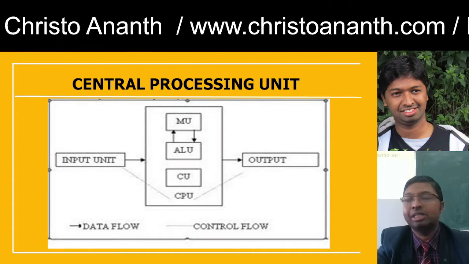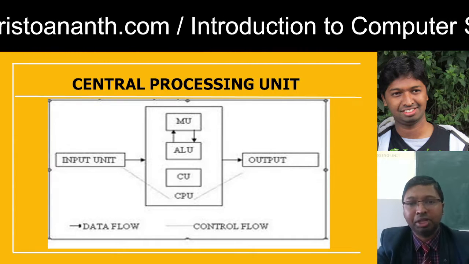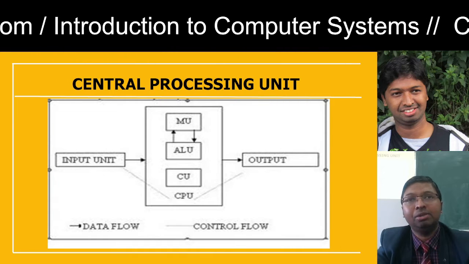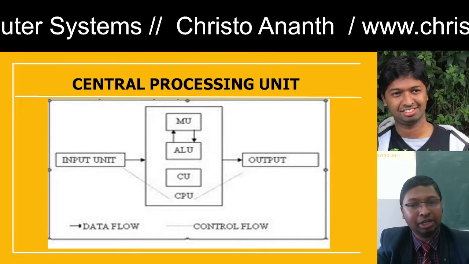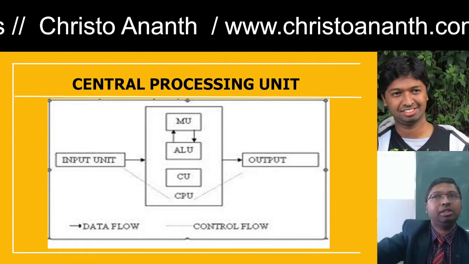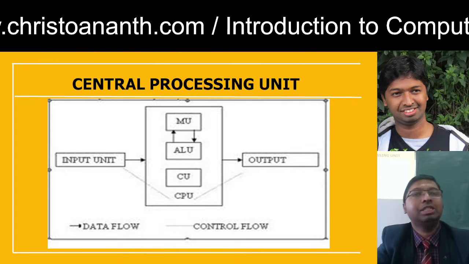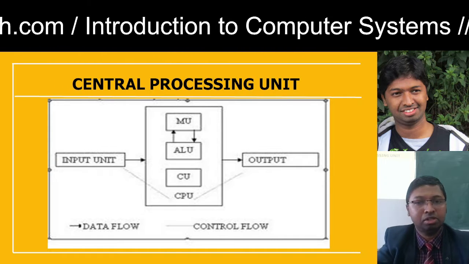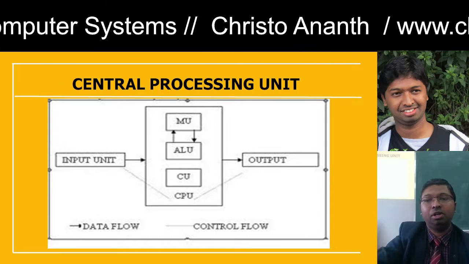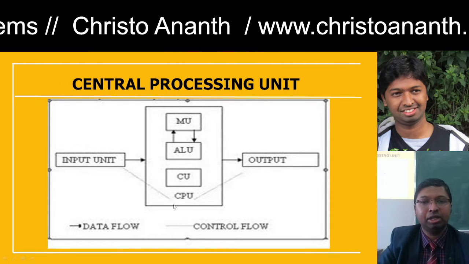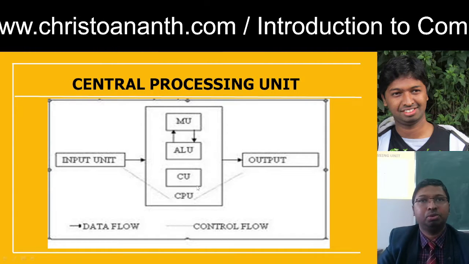This is the schematic diagram of the central processing unit. We have the input unit, the memory unit, MU, ALU, which is the arithmetic and logic unit, and CU, the control unit. Memory unit, arithmetic logic unit, and control unit form the CPU, the central processing unit. From the input unit to the CPU, and CPU to the output, data flows in this fashion, and this is the control flow.